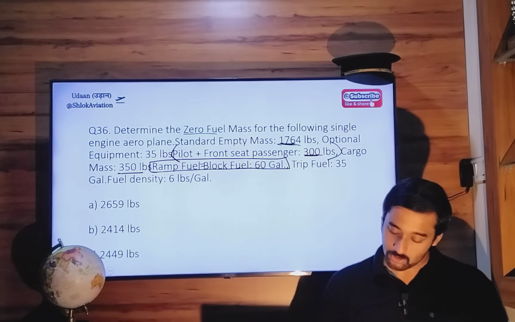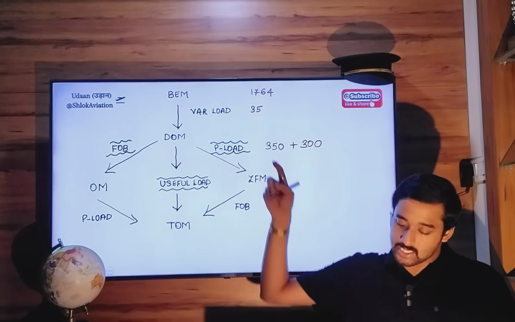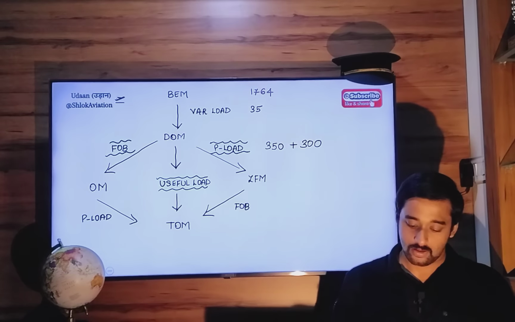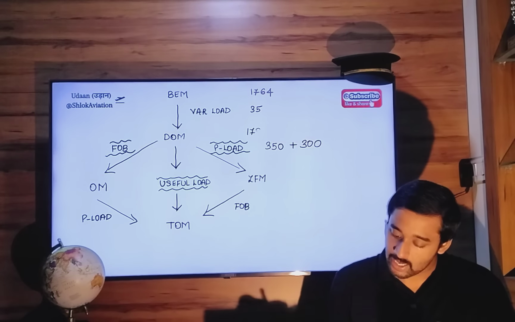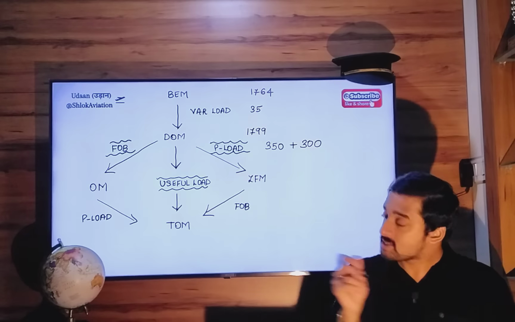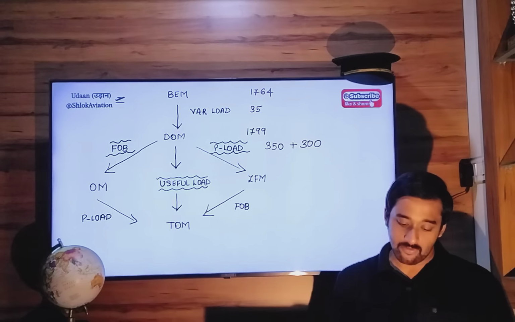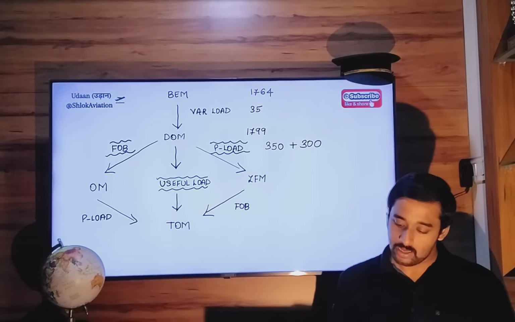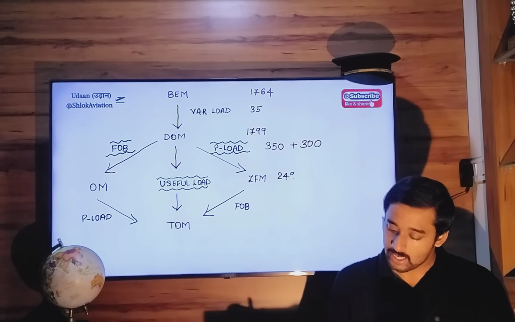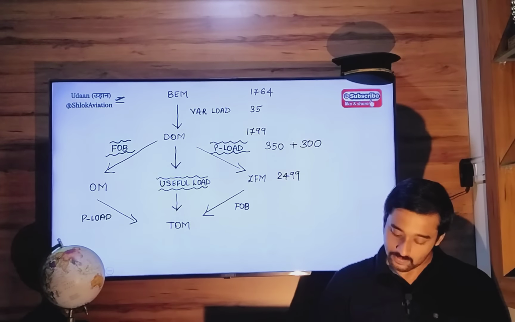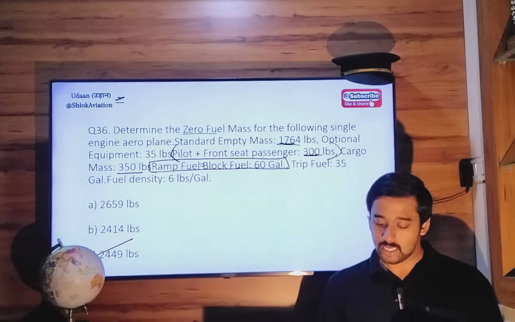Okay. So what is DOM? DOM is 1764 plus variable load, that is 1799, and zero fuel mass is DOM plus payload. So 1799 plus 350 plus 300, that is 2499. That is option C. So correct answer is option C.